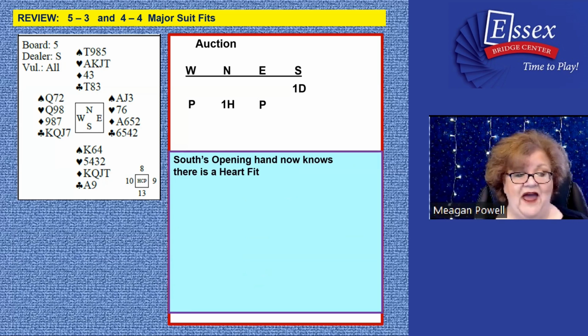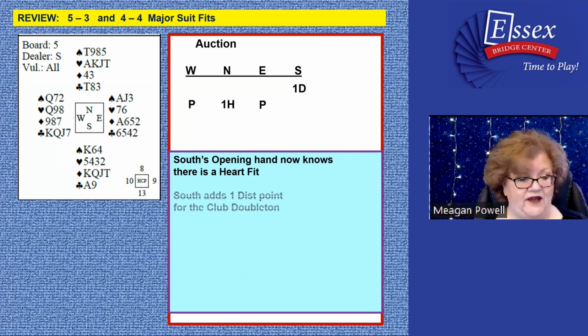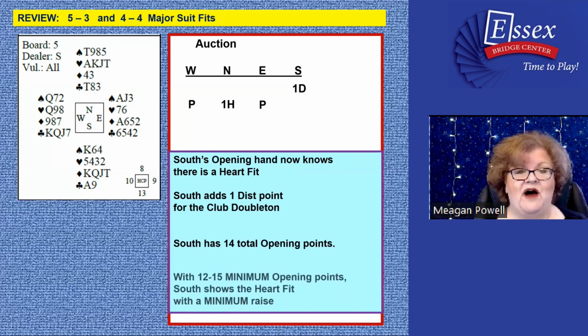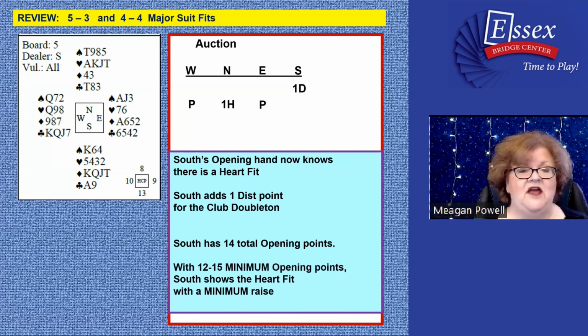So South, yay, you have 4 heart cards. Doesn't matter whether you like them or not. There are 4 cards in your heart suit opening South. You say, do I have any distribution? Yes, you add 1 distribution point for the club doubleton. Then you say to yourself, where am I in the 12 to 20 opening point range? Because that's still your point range. You started as the opener with 12 to 20. You add 1 distribution point. You have 14 opening points. In the 12 to 20 range, you're near the bottom. You are a 12 to 15 minimum opening bidder.